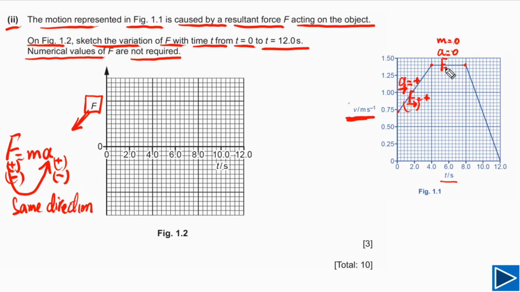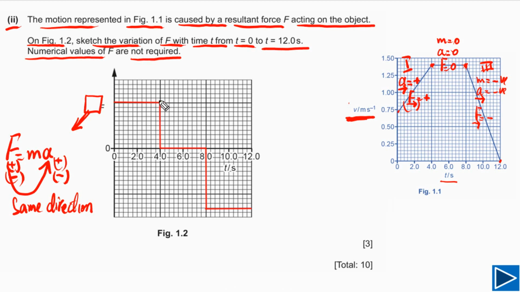So we can also say that resultant force is 0 between time t is equal to 4 seconds and t is equal to 8 seconds. If we look at t is equal to 8 seconds to t is equal to 12 seconds, we can simply find out that the gradient of this line is negative, so acceleration is also negative. But the gradient of this line is constant, so acceleration is constant, so force is also negative and force is constant. This is how we can sketch the force versus time graph.